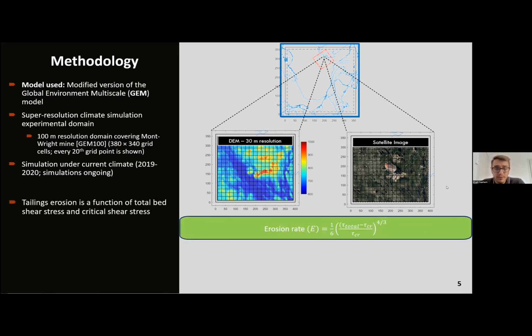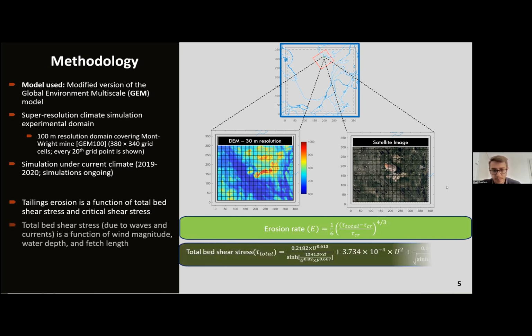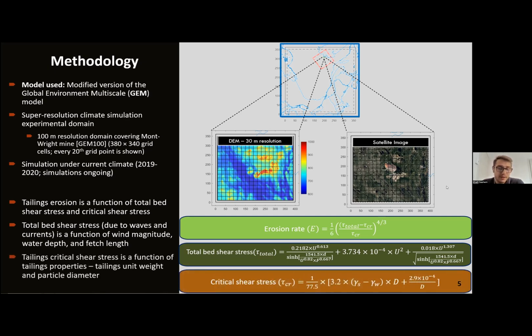The outputs from the climate model will be used to assess the tailings erosion rate, where the erosion rate is a function of the total bed shear stress and the critical shear stress of the tailings. The total bed shear stress is the stress on the tailings surface due to the waves and currents induced by the winds, and it depends on the wind magnitude, the water cover depth, and the fetch length over the tailing pond. While the critical shear stress is a function of the tailings properties, including the unit weight and the particle size distribution of the tailings for the specific site.